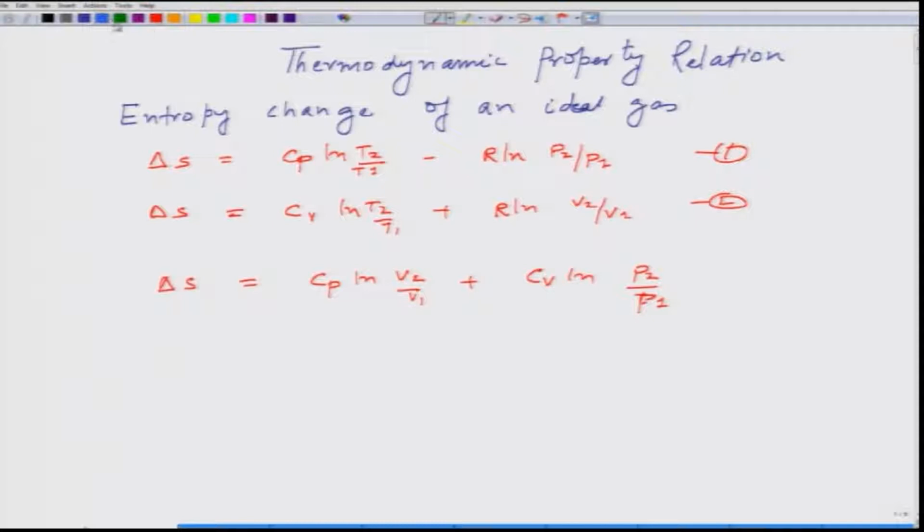Okay. And this change in entropy relation can be derived based on the path which you undertake from P1, V1, T1 to P2, V2, T2. Our interest is to obtain similar kinds of changes for other properties, such as changes in internal energies, enthalpies and so forth.